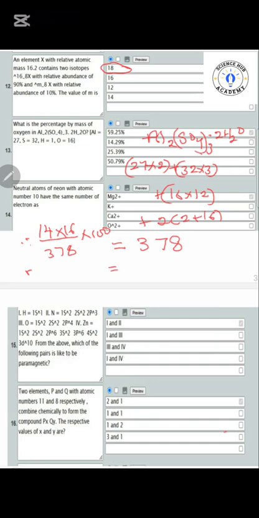So let's estimate that. What would that give us? So we are going to have 224 divided by 378 times 100, and that will give us approximately 59.25. So that's that for number 13. Then you move to number 14.